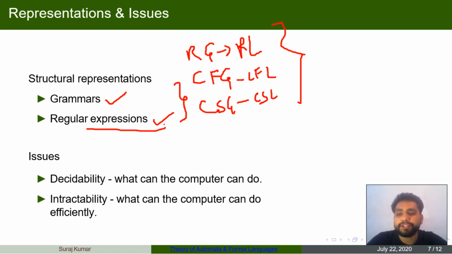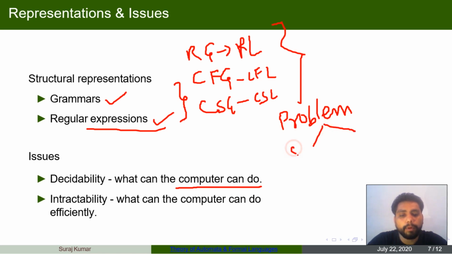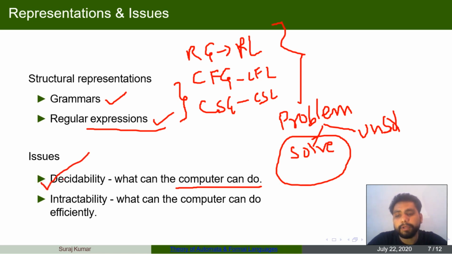Okay, now what are the issues? The first issue is what a computer cannot do. There are several problems that we want to solve. Some problems can be solved by the computer and some cannot. So you can divide problems into two parts: solvable problems and unsolvable problems. Whether you are able to decide if a problem is solvable is related to decidability. And there can be non-solvable problems, which are considered undecidable problems.